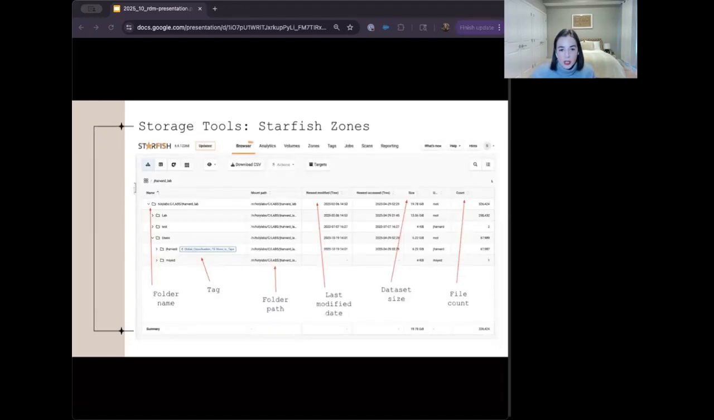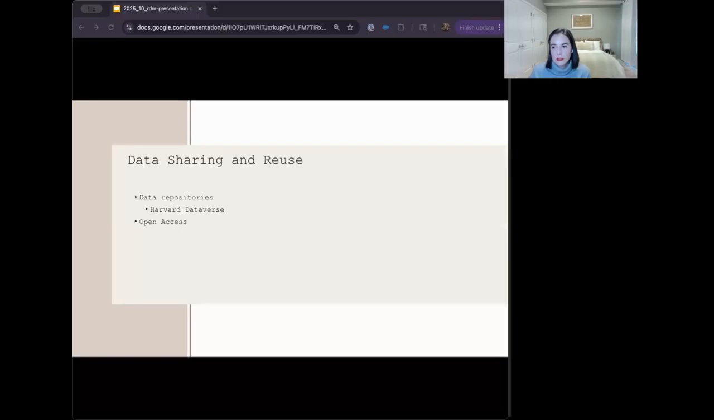This is a snapshot of a lab's Starfish zone, and it has metadata fields, including the folder name, the folder path, the last modification date, the dataset size, and the number of files. You can also apply organizational tags to the folder names that can help with identifying data that could be moved to long-term storage. So you can actually go through your list of all the folders in your lab environment and start tagging which ones you want to move to tape. And then it will actually create a list for you of all those folders and you can export it to a CSV. So it's really helpful with data cleanup efforts.